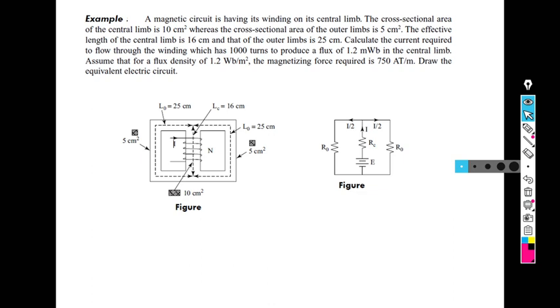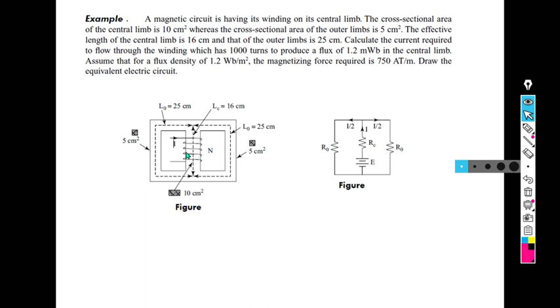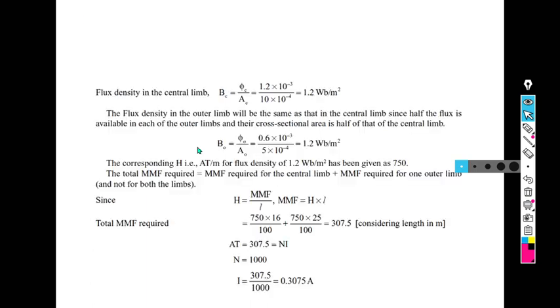Now here you can find the flux density, because we can use two formulas: Ni is equal to H into L, and Ni is equal to phi into S. H is equal to B by mu, so Ni is equal to B by mu into L. This formula also you can use, so three formulas you can use. Here they have taken the flux density of the central limb. Phi c is known, and AC is also known, because AC is given as 10 centimeter square, so we can find the flux density in the central limb.